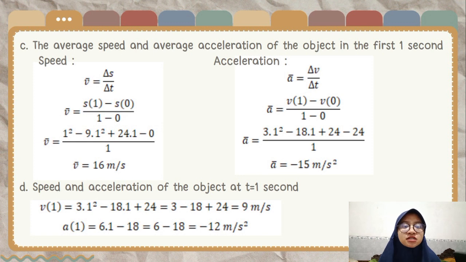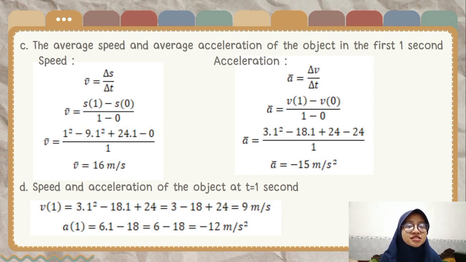And then the acceleration a bar = delta v over delta t. We get (v(1) - v(0)) over (1 - 0). And then we substitute the value. So we get (3 times 1^2 - 18 times 1 + 24 - 24) over 1. So the a bar equals -15 meters per second squared.